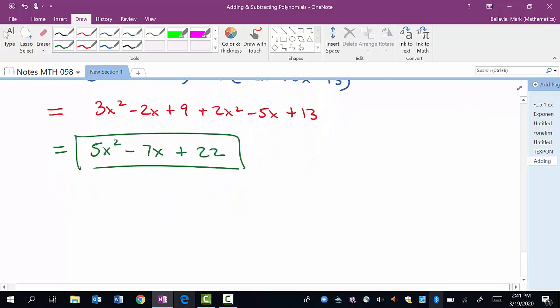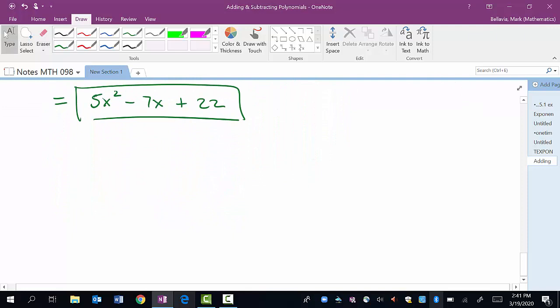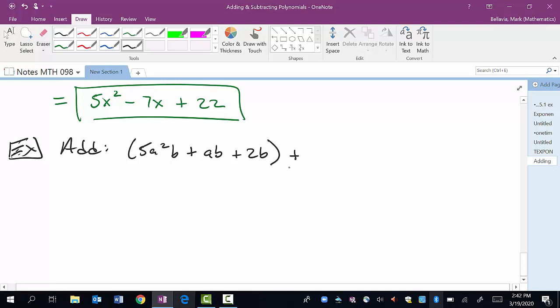Alright, and we'll just take a look at one more here. Say to add. And the first one we'll look at is 5a squared b plus ab plus 2b. So that's the first polynomial.